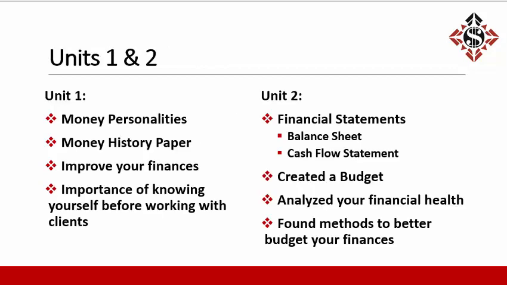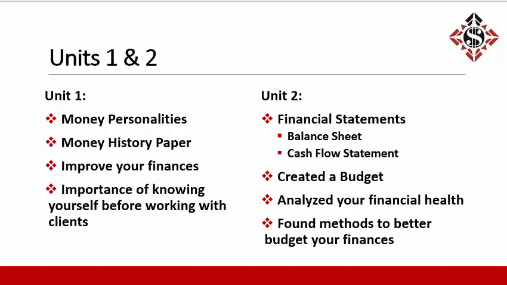So you might be wondering, how am I supposed to accomplish all of that? Well, in Units 1 and 2, you've learned several different concepts that you can apply. In Unit 1, you've learned about your personal values, how your values and experiences influence your interaction with money. You've learned what your money personality is today. You wrote your money history paper where you reflected about your history with money and your family's beliefs and behaviors related to money. You provided ideas and strategies on how to improve your personal finances and listed the importance of understanding yourself before working with clients.